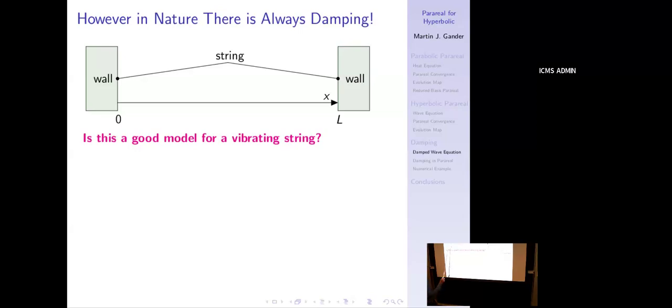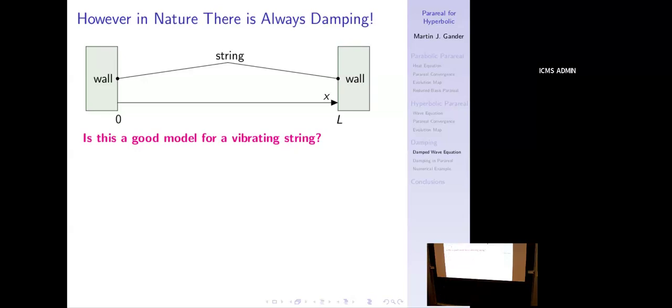So I take a string. I have Dirichlet boundary conditions. I take a string here. It's like a guitar string. I pluck it and I let it go. And the model for this is usually advertised to be the second order wave equation. It's the wave equation which I've used all along. So is this a good model for the vibrating string?